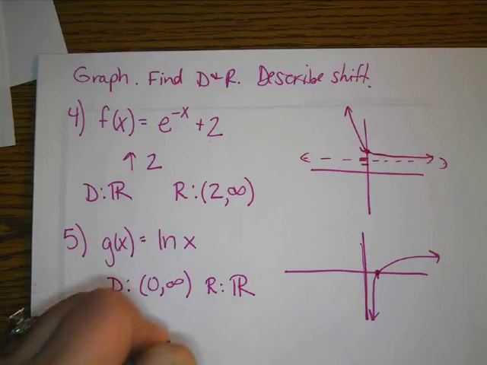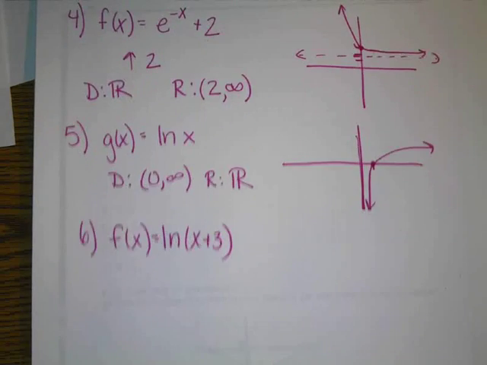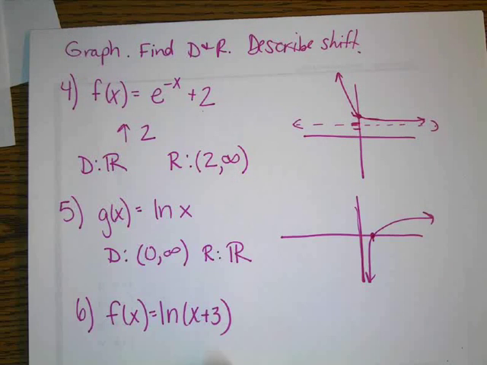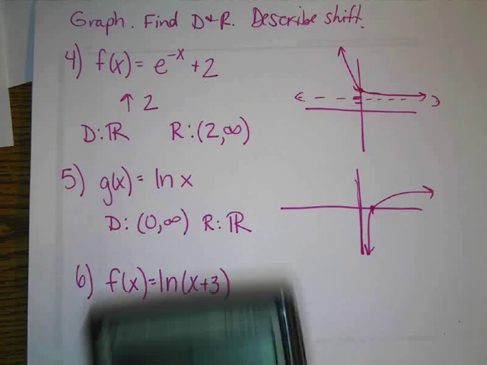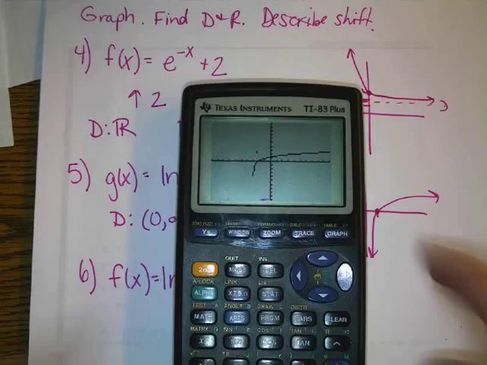Now we're going to look at the ln of the quantity x plus 3. So here we didn't have the 2 in the exponent with the x, but here we have the x plus 3 together. So this will not be an up-down shift. This will be a left or right shift. So plug it in your calculator. And then you see something like this.